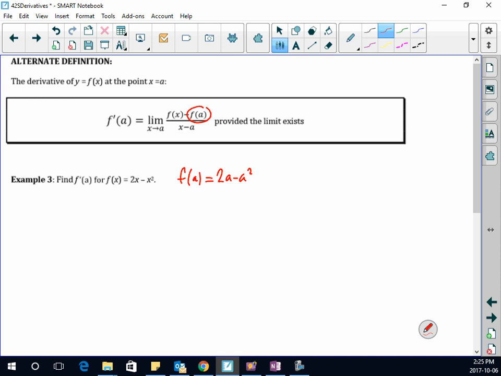Yeah. Okay, so f prime of a is equal to the limit as x goes to a of f of x, which is 2x minus x squared, subtract bracket f of a, which is 2a minus a squared. Yes? Are we good so far? All over x minus a.